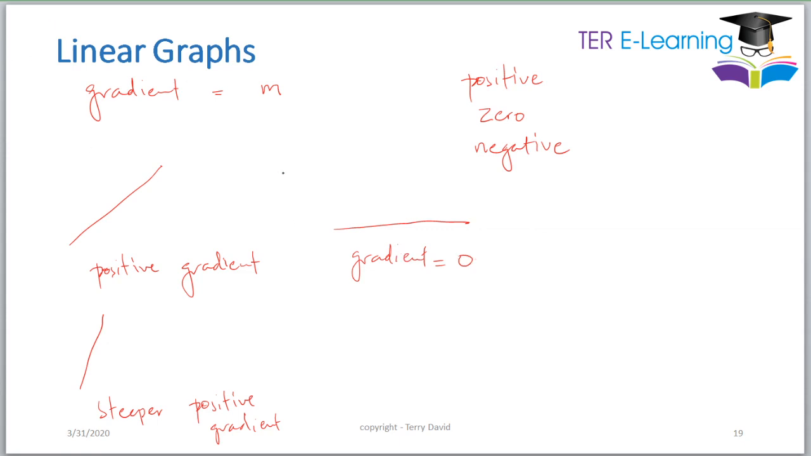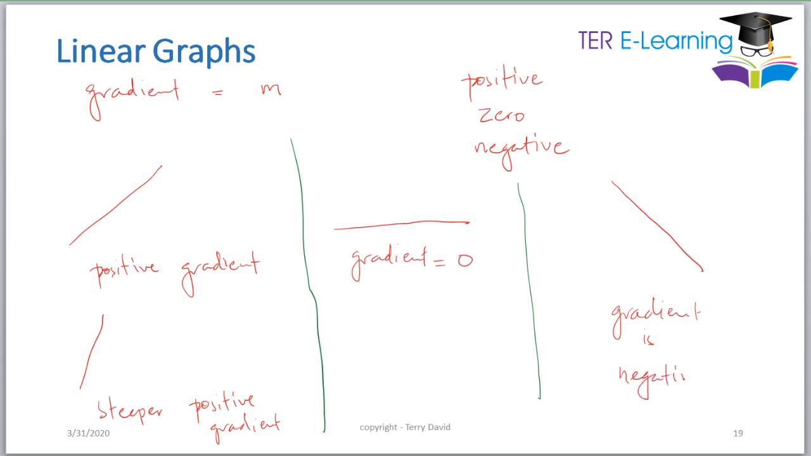So I'll show you what a positive gradient looks like. Right? So the positive gradient is on the left hand side. A gradient of 0 is simply a horizontal line. If I have a line that is sloping this way, then the gradient is negative, right? You all following me? So just by looking at the graph, I can determine if m is going to be positive, negative, or 0, right?